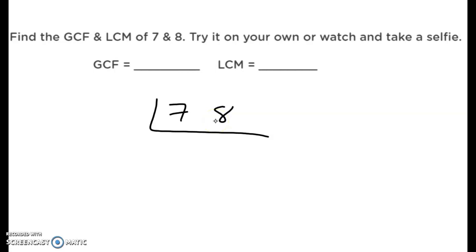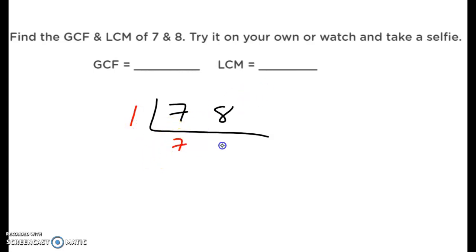Now let's think about the factors that go into 7 and 8. Well, 2. No, 2 doesn't go in 7. 7's odd. 3. Nope, doesn't go into either. 4. Well, 4 goes into 8, but 4 doesn't go into 7. 5. No. 6. Nope. 7. No, nothing goes into both 7 and 8. So guess what? The only factor that goes into 7 and 8 is 1.